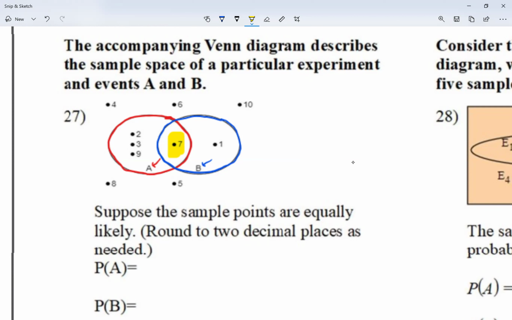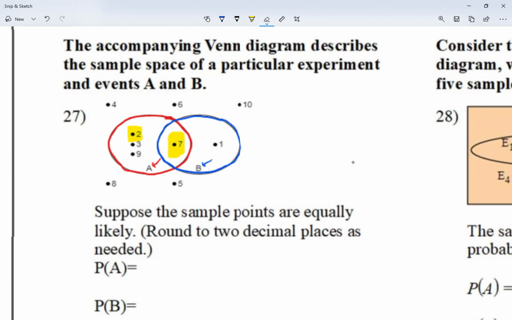Now, another point, let me just pick a random point, 2. This one is inside event A, but not inside event B. And obviously, you guys see the points 4, 6, 10, 8, and 5. Those are outside of the events A and B. Okay, so we can see this Venn diagram, which describes the sample space of a particular experiment, and we're going to call these events A and B.